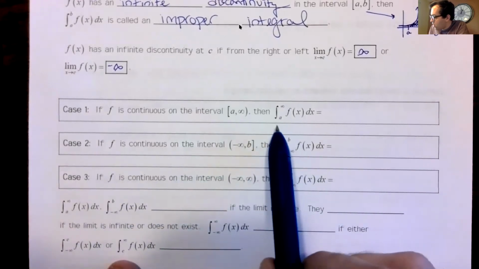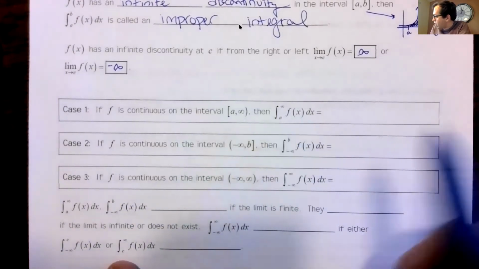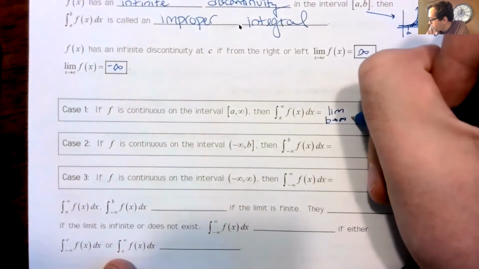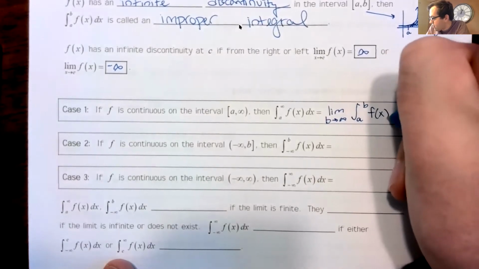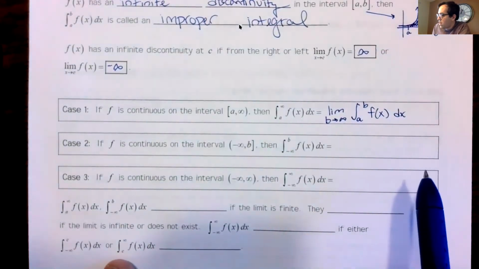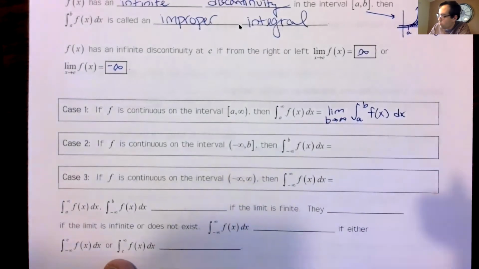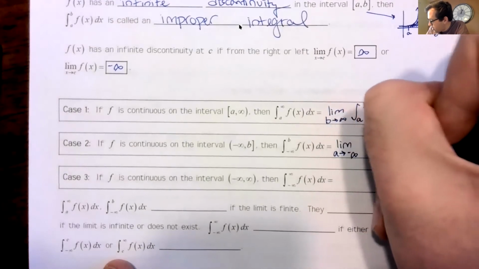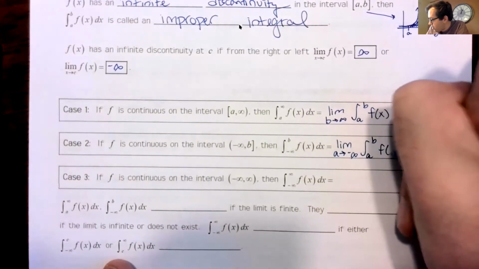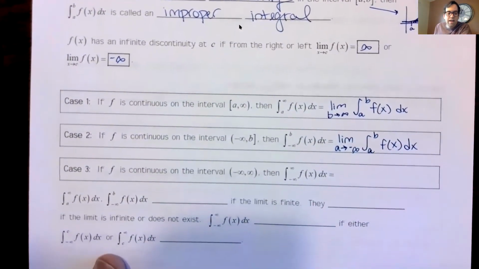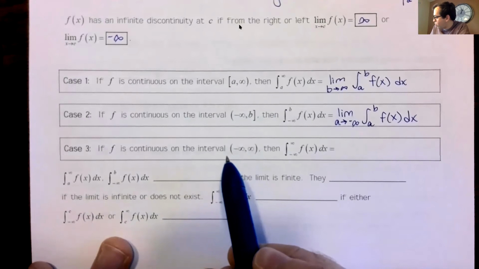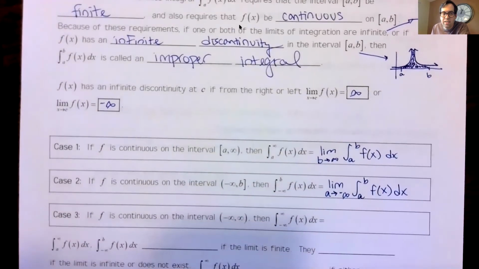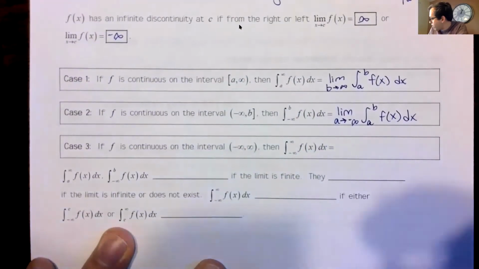So if we're going from a to infinity, we are going to have to rewrite this as the limit as b approaches infinity of the integral from a to b of f of x dx. If we're going from negative infinity to b, we've got to rewrite this as the limit as a approaches negative infinity, integral from a to b of f of x dx. And if f is continuous on the interval, but there's some c in the middle where we had an infinite discontinuity, then we've got to rewrite this in two pieces.